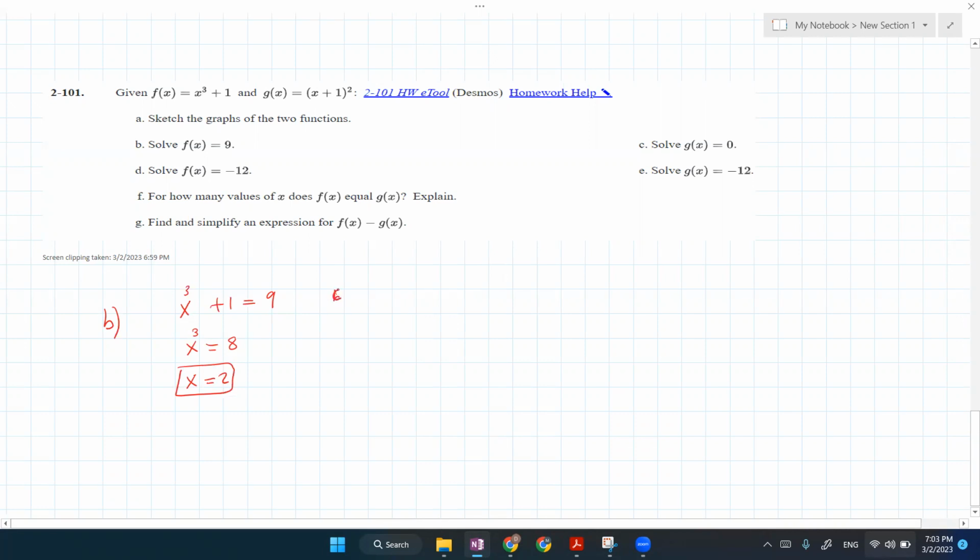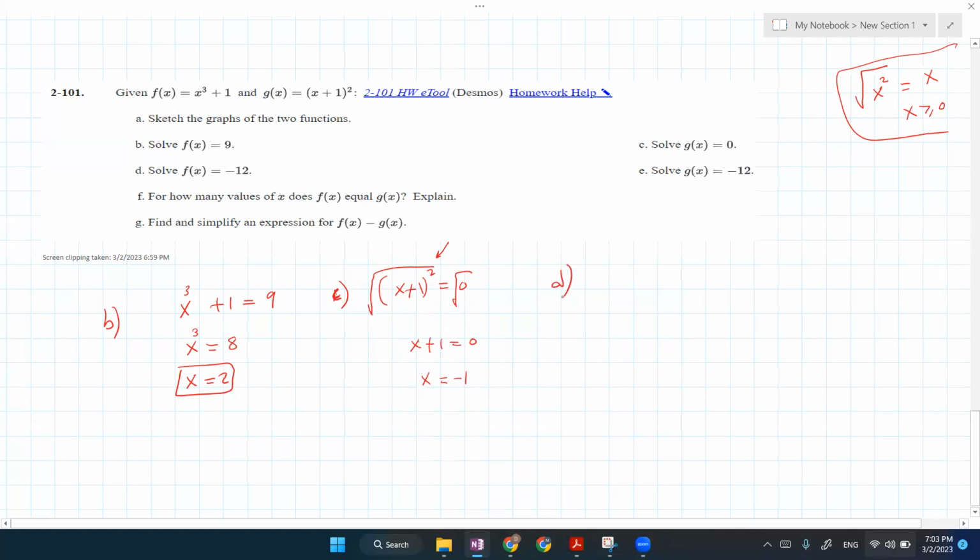In part C, we want g of x to be equal to 0. So (x plus 1) squared is equal to 0. In order to get rid of the square here, we apply the square root to both sides, because in general, when you have x squared, you take the square root of that. The answer is x. The square will be eliminated. Here I'm talking about a non-negative value of x. So applying the square root to both sides, we get x plus 1 is equal to 0. Subtract 1 from both sides, we get x equals -1.